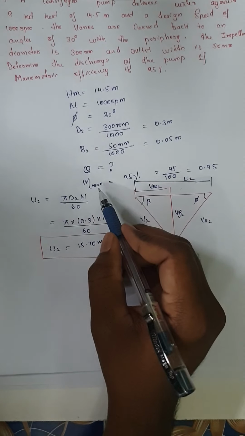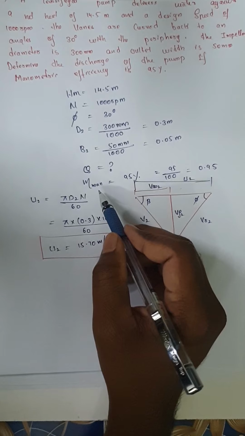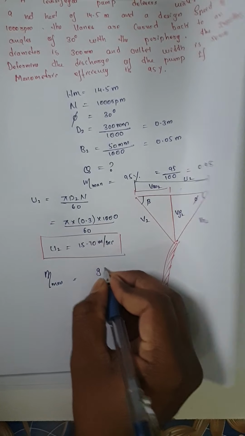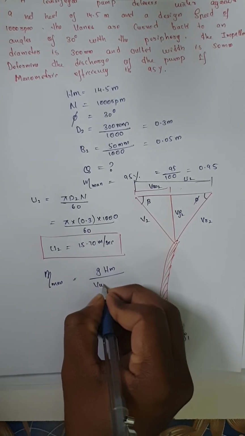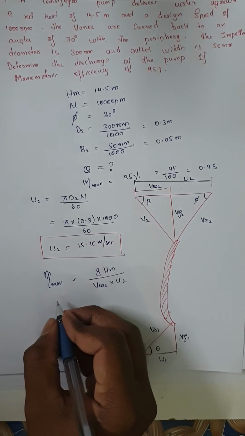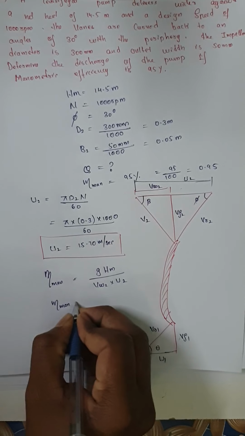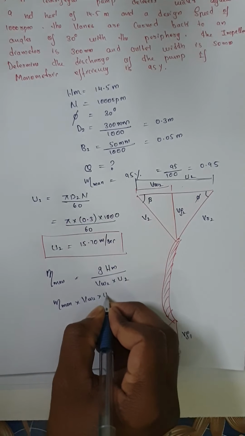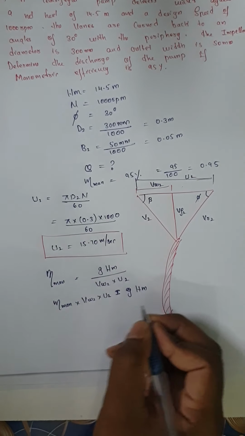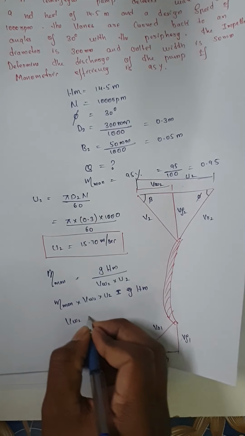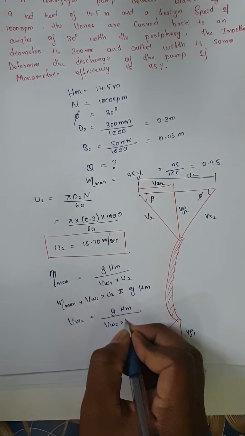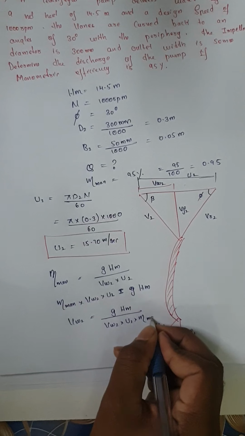In the given data, manometric efficiency is given, so better to write down the manometric efficiency formula. What is the formula for manometric efficiency? G into Hm by Vw2 into U2. See, go for cross multiplication: manometric efficiency into Vw2 into U2 is equal to G into Hm. So here Vw2 you have to find out: Vw2 equals G into Hm by U2 into manometric efficiency.